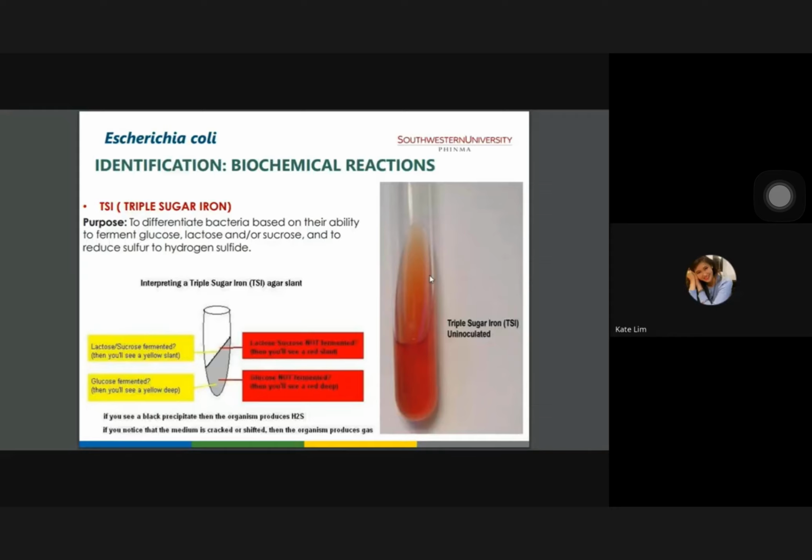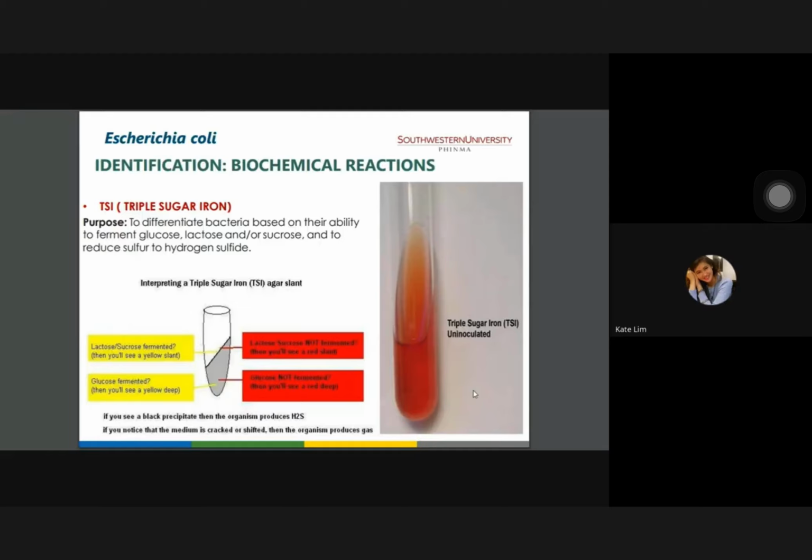Sorry. It has a slant and a butt. So, what do we see in the slant? So, the technique of reading your TSI is number one, to identify. Identify the slant and identify the butt. It's very easy. This is the slant, this is the butt.